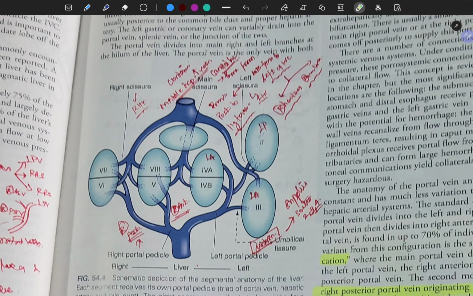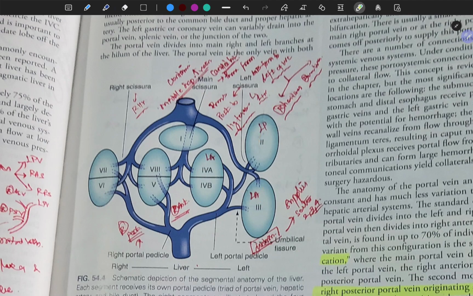Another important point I want you to remember is that the right scissura contains the right hepatic vein and the left scissura contains the left hepatic vein. The main scissura contains the middle hepatic vein. The middle hepatic vein drains 5, 8, 4A and 4B. The right hepatic vein drains 5, 6, 7, 8. The left hepatic vein drains only 2 and 3.